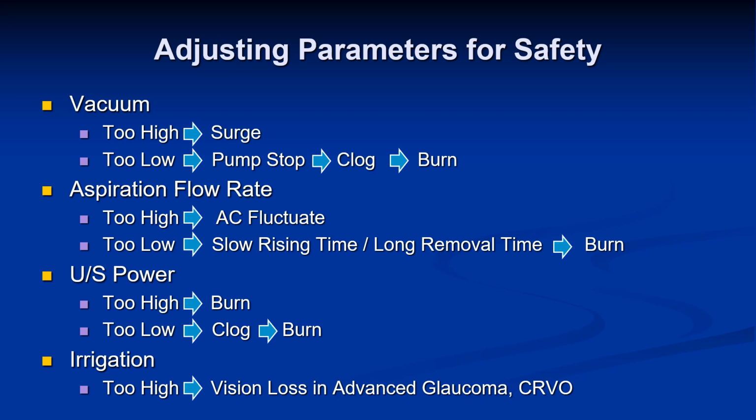For more safety, we need all parameters, not too high, but not too low. Too high vac, surge. Too low, pump stop, clog, burn. Too high flow, AC fluctuate. Too low, slow rising time, long removal time, burn. Too high US power, burn. Too low, clog, burn. Too high irrigation, vision loss in advanced glaucoma, CRVO.